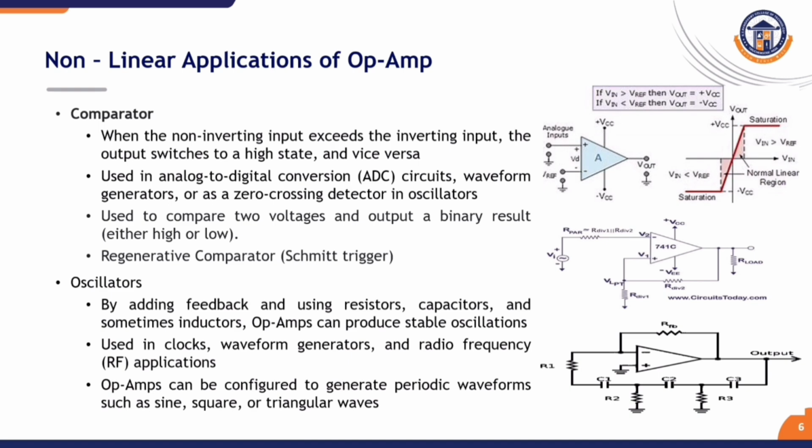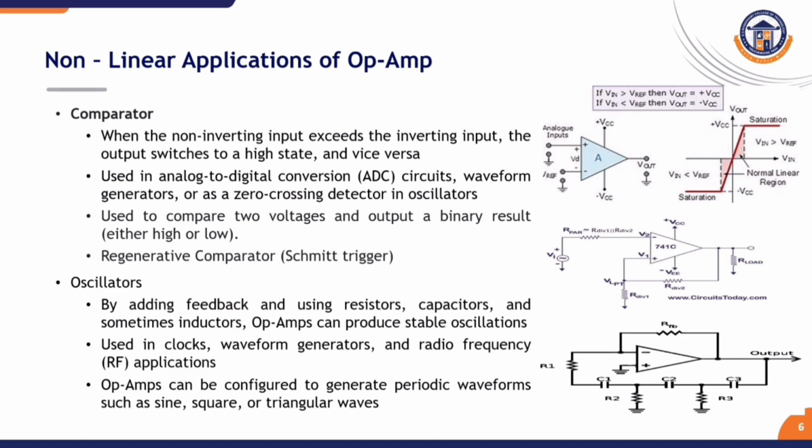Now, the introduction to nonlinear applications. In nonlinear applications, operational amplifiers do not maintain proportionality between input and output. They are mainly used for comparison, oscillation, signal limiting and level shifting. Mainly, comparators are used to compare two input voltages. The comparator compares the two input voltages and the output switches between high and low, used in analog to digital converters and zero crossing detectors.